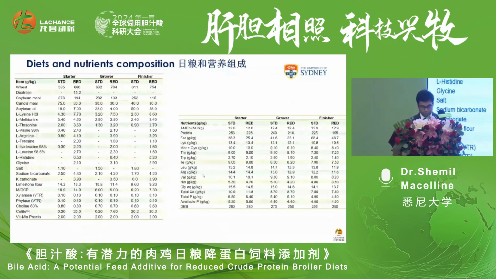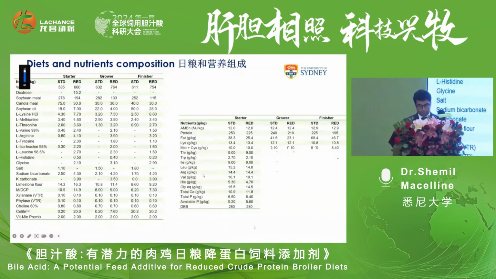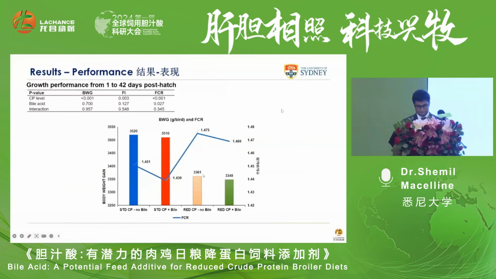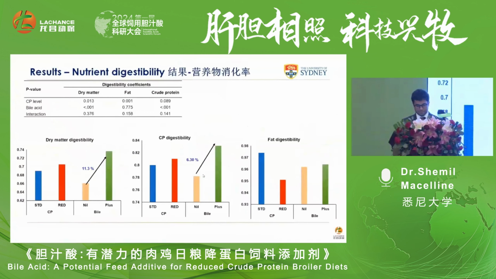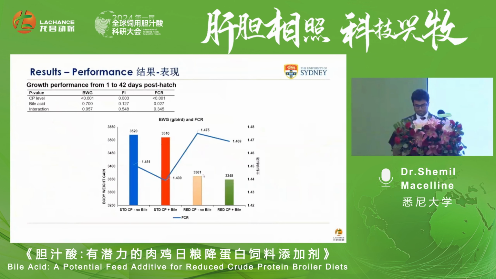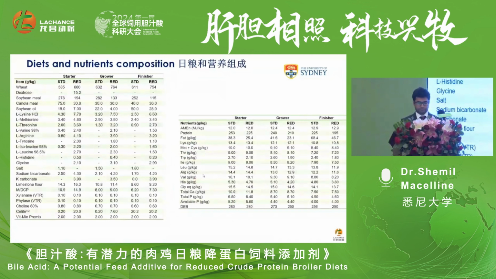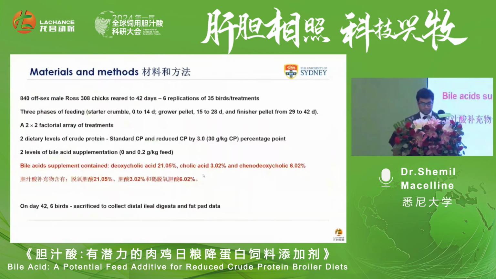In this study, we used 840 broilers as the experimental units, and these broilers were in floor pens, and in each floor pen we had 35 birds per replicate. So this is the experimental design.